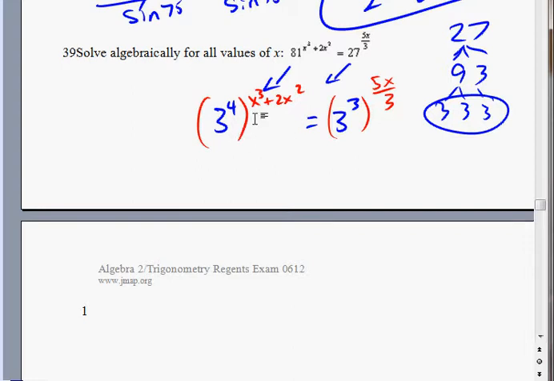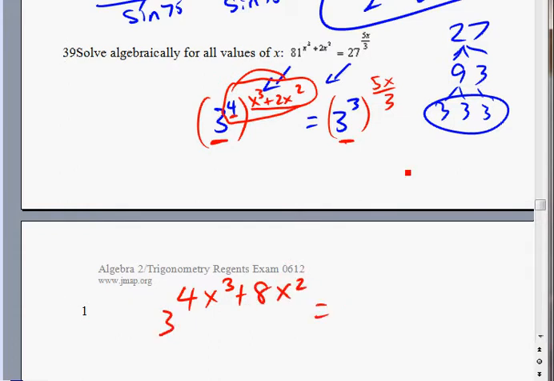Okay, so now that the base is the same, let's simplify the exponent first. We got 3 to the 4th power, and it's raised to another x cubed plus 2x squared. So what happens when you have an exponent raised to another exponent? You have to multiply these two, right? So it's 4x cubed now, plus 4 times 2, that's 8x squared, equals the other side, that's 3 times 5x over 3. Well, that's 3 to the 15x over 3.